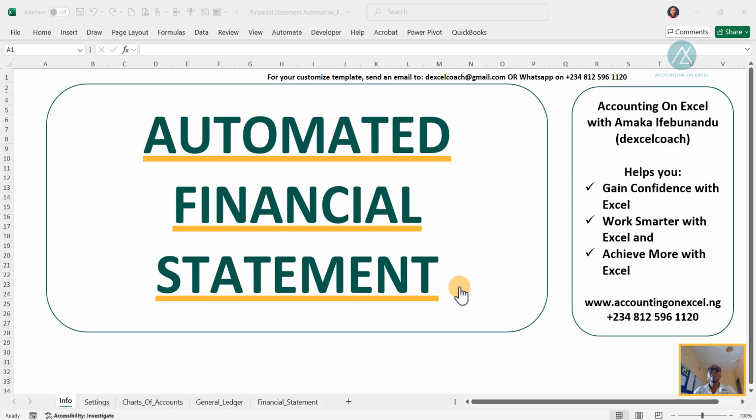Now, the template is designed to generate the income statement, the statement of financial position, also known as the balance sheet, and the cash flow statement. So as you are making the input of your daily transactions into your journal, these statements or reports automatically generate themselves alongside the trial balance, right? So I'll walk you through this template in this tutorial.